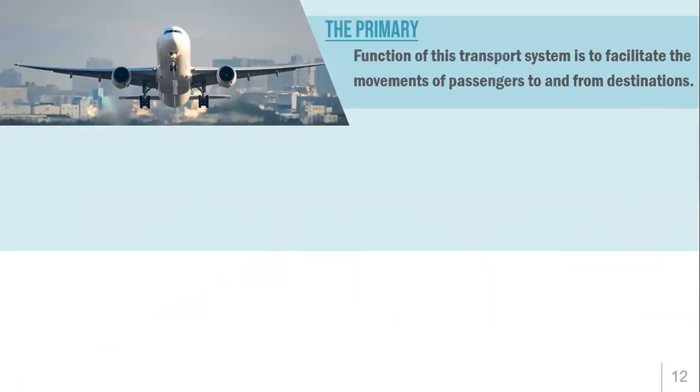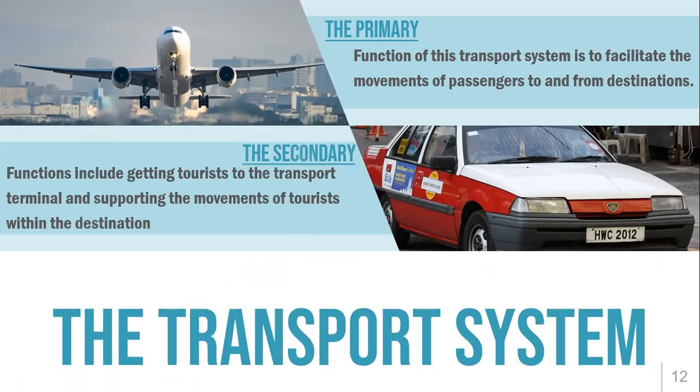And this is the thing that I asked before. For example, Alina wants to go to KL. Alina will use an aeroplane from Kuching to KL. So that is known as the primary transportation. The function of this transport system is to facilitate the movement of passengers to and from the destination. So you use what to go from KL to Kuching? You use an aeroplane. What from Cebu to Kuching? You can use a bus.